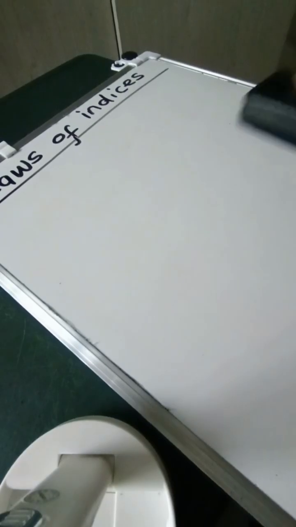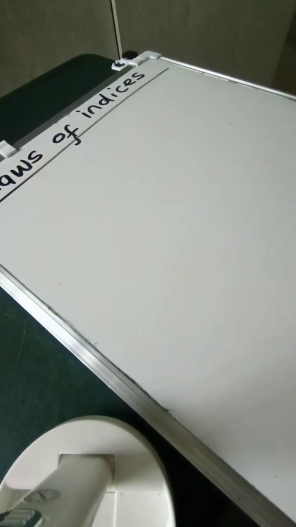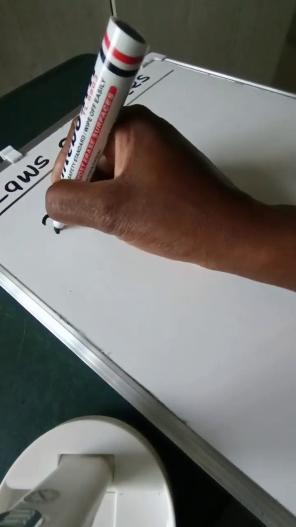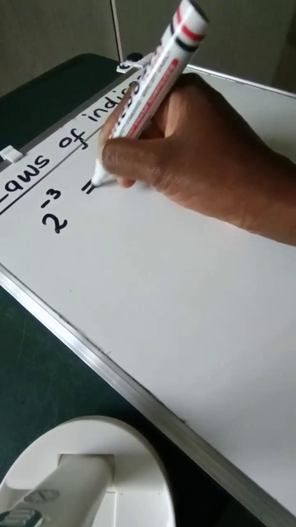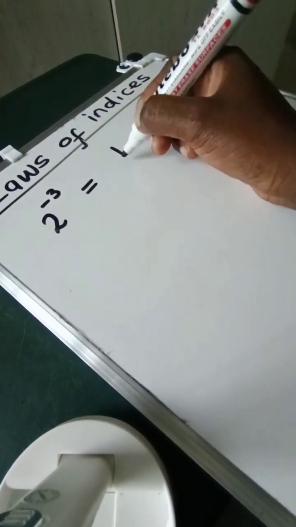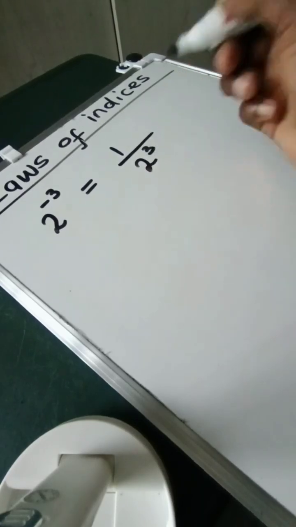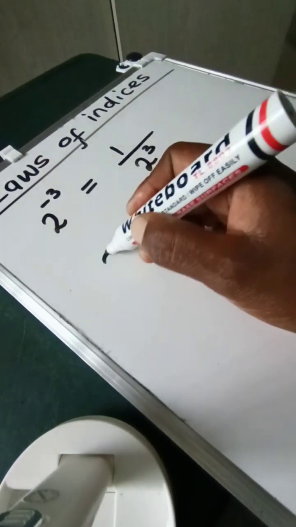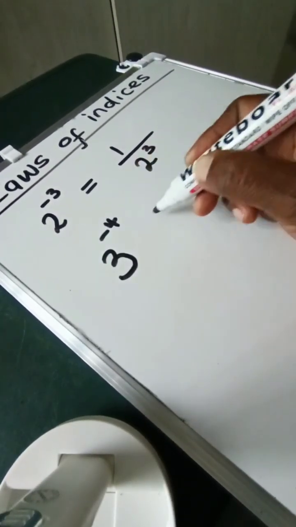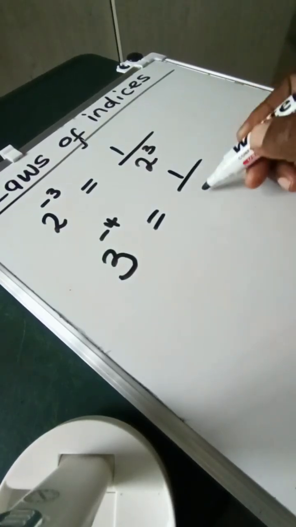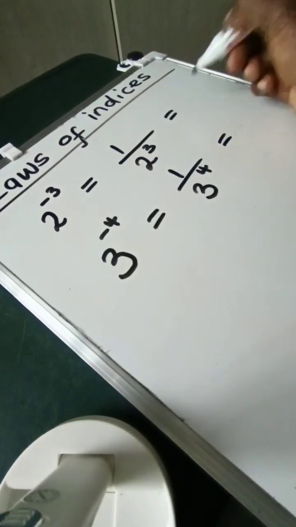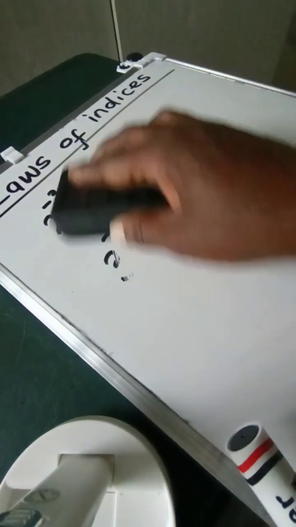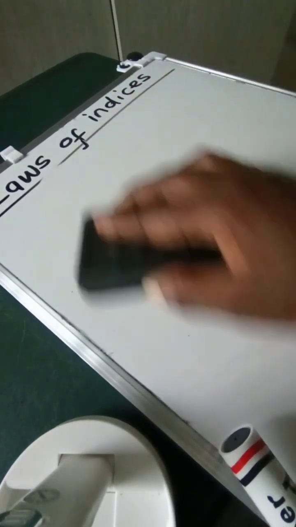Okay, so let us have some quick examples. I can have a 2 to the power minus 3. This one here, I can write as 1 over 2 to the power of 3, right? I can have a 3 to the power minus 4. This one here, I can write as 1 over 3 to the power of 4. Then you can simplify it further. Let us have some more examples.